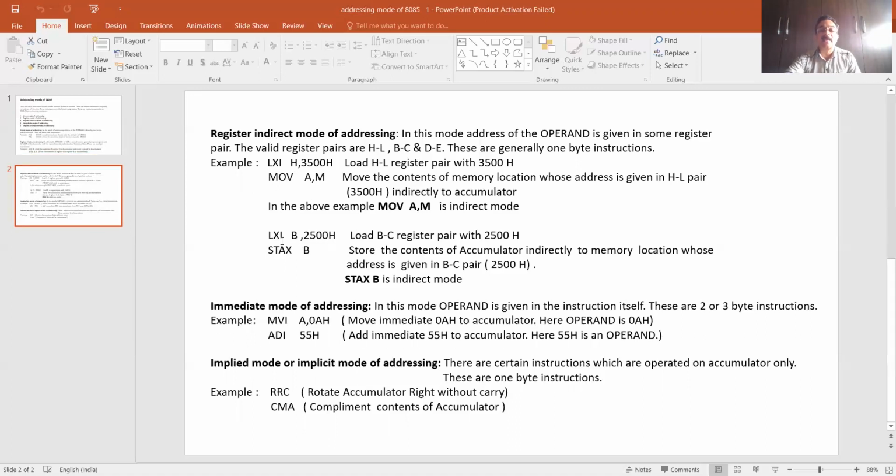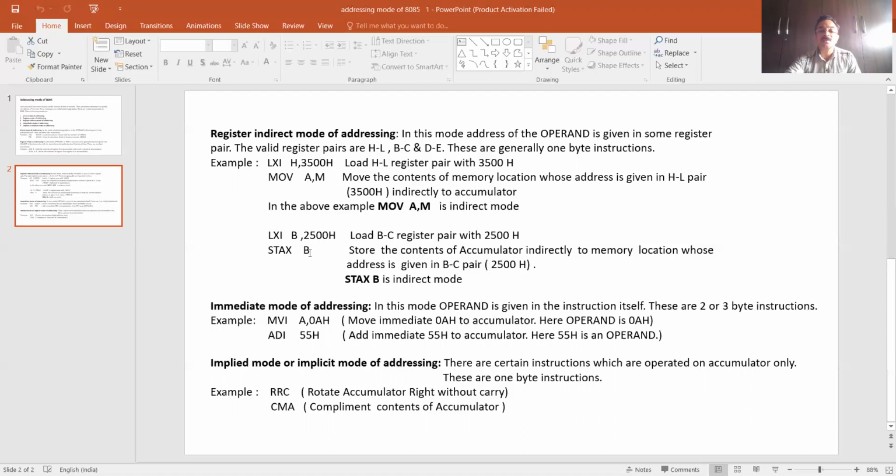The second example is LXI B, 2500H. Load BC pair with 2500H. Okay, so load BC pair with 2500 and then STAX B: store the contents of the accumulator to the memory location whose address is given in the BC pair. So in both these examples, STAX B is an example of register indirect mode.